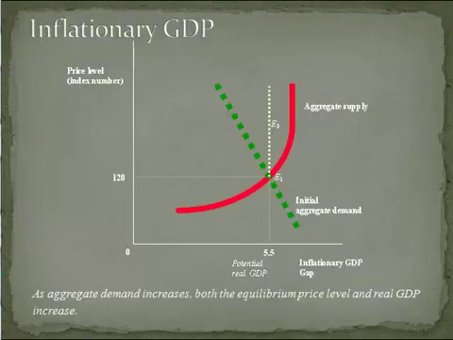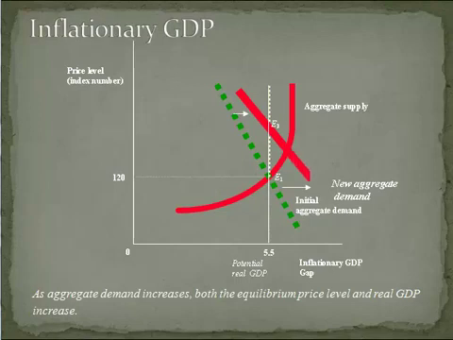Let's take a look at inflationary tendencies within the economy which still fit within the classical model. If there were an increase in aggregate demand represented by a rightward shift of the aggregate demand curve, as aggregate demand increases, both the equilibrium price level and real GDP increase. What would happen is there would be a new GDP, and the gap between the new GDP and the potential real GDP is something referred to as an inflationary GDP gap.